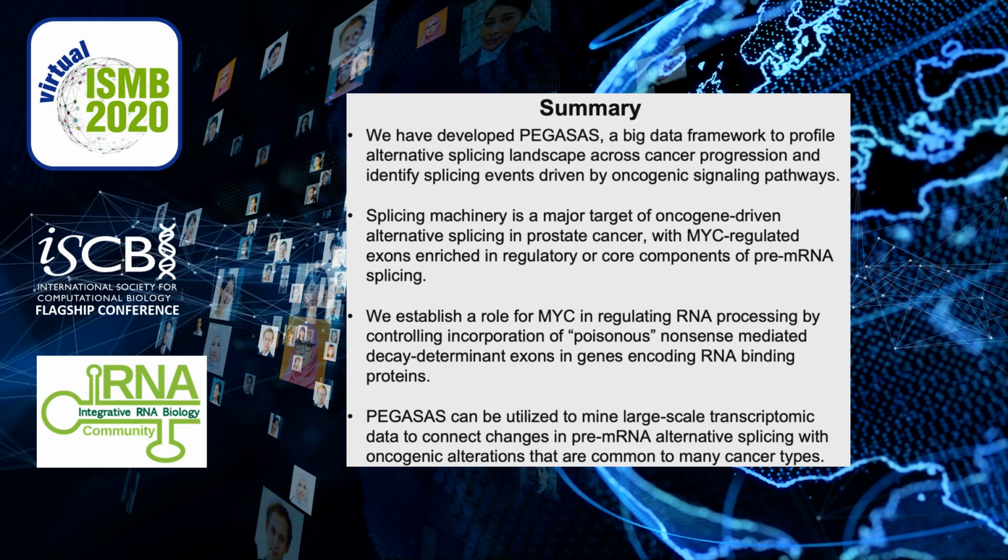So I just summarized my talk here. We developed PEGASAS, a computational tool to study alternative splicing alterations during cancer progression. By applying PEGASAS to study prostate cancer, we established a role of MYC in regulating RNA processing by controlling the incorporation of poison exons. I also want to point out that PEGASAS is a generative framework to study other types of RNA processing dysregulations other than alternative splicing, and it can be applied to pan-cancer level analysis.